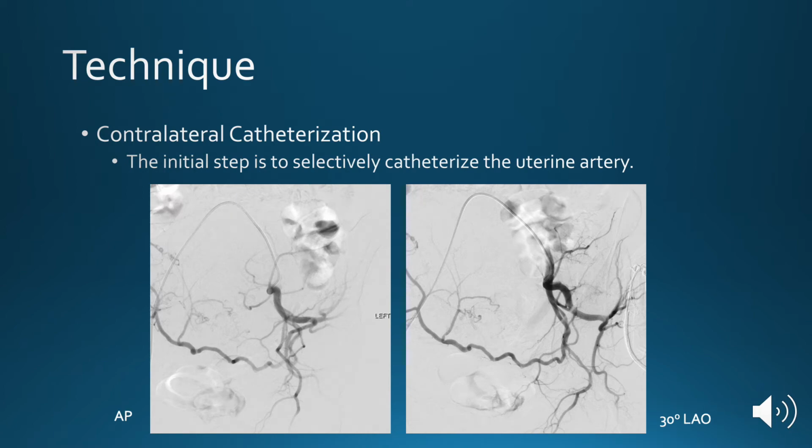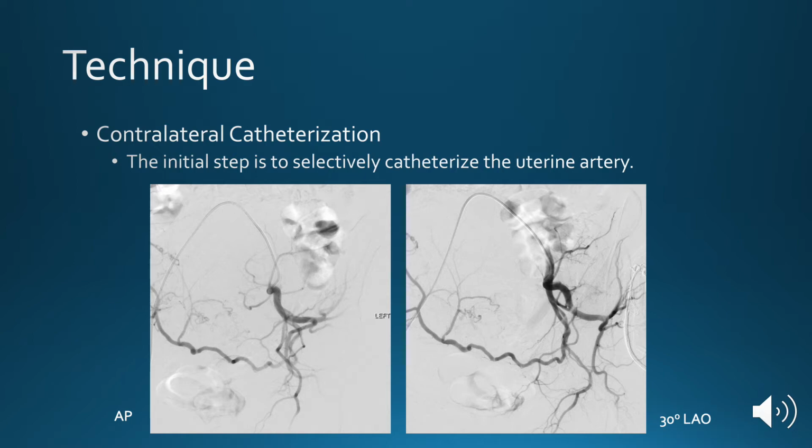At our place, we use right common femoral artery access for our UFE procedures. We place a 5 French sheath and then use a 5 French Cobra glide catheter in order to gain access to the contralateral internal iliac artery. At that point, we perform an angiogram.